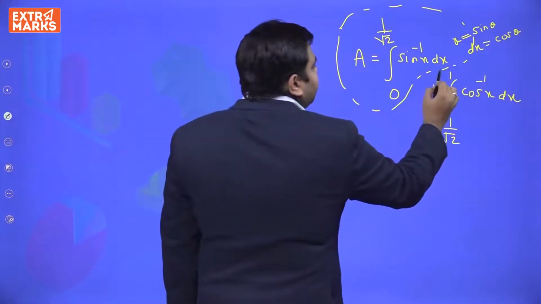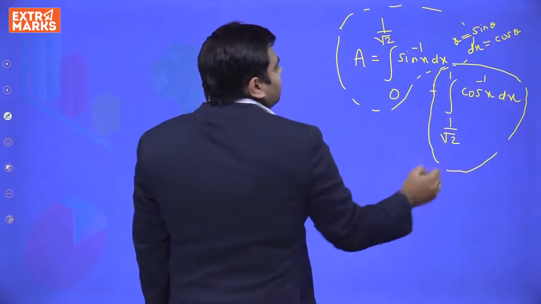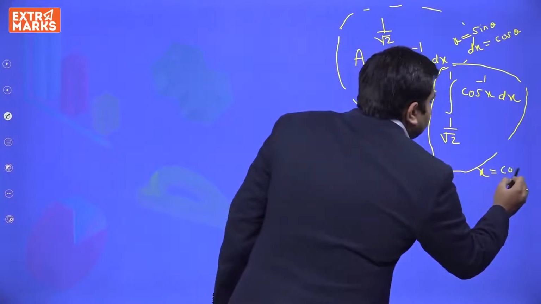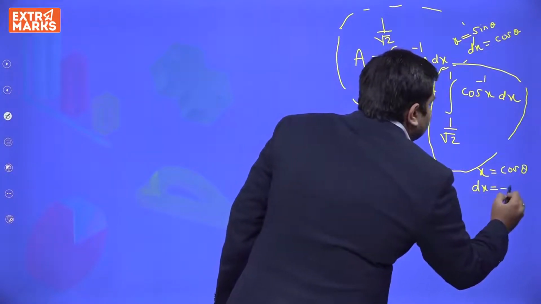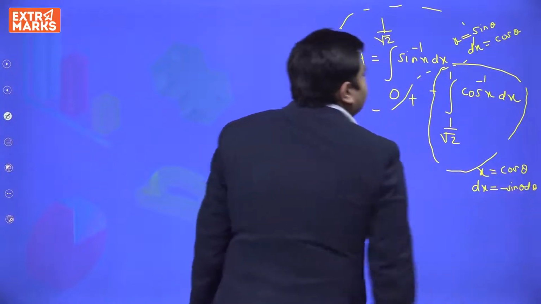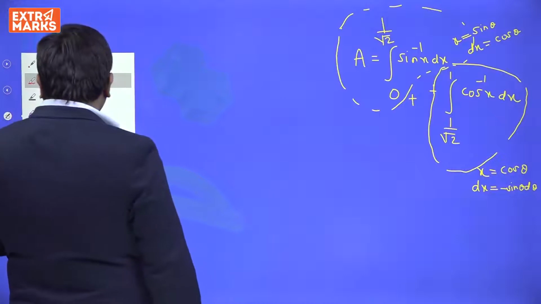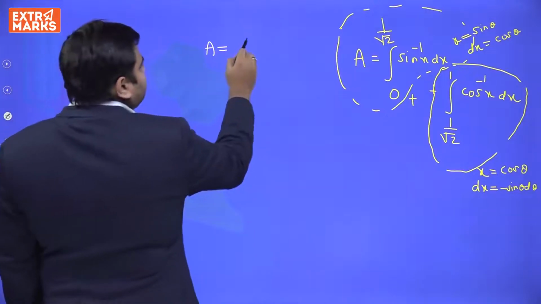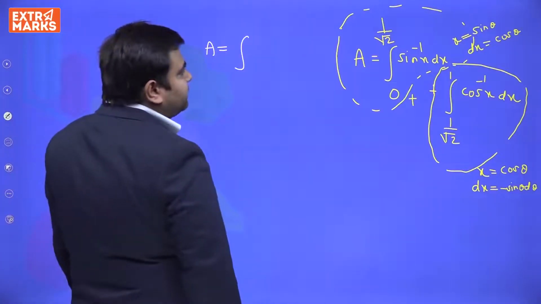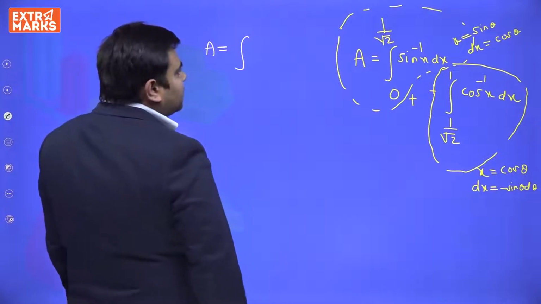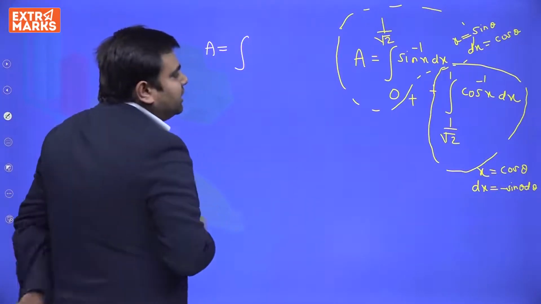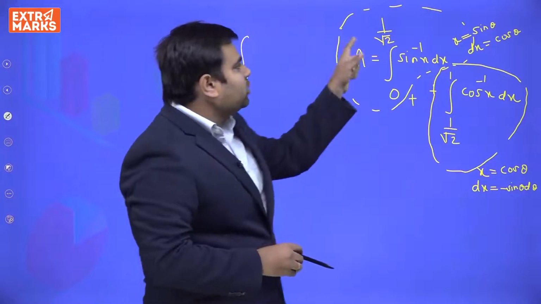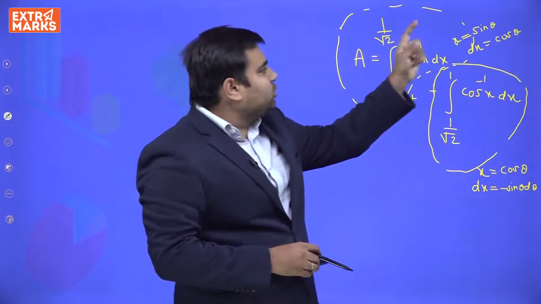And to evaluate the other integration, I will substitute x equal to cos theta. If x is cos theta, then dx will be minus sine theta d theta. So this area would come out to be sine inverse sine theta cos theta d theta. But theta varies from where to where? If x is 0, then theta will be 0. If x is 1 by root 2, then theta will be pi by 4.